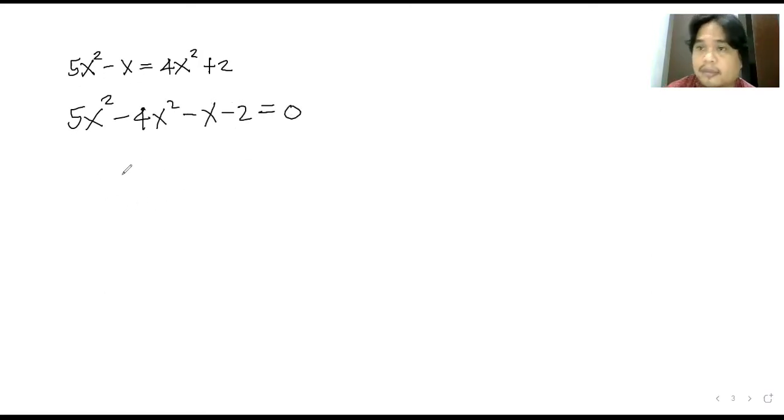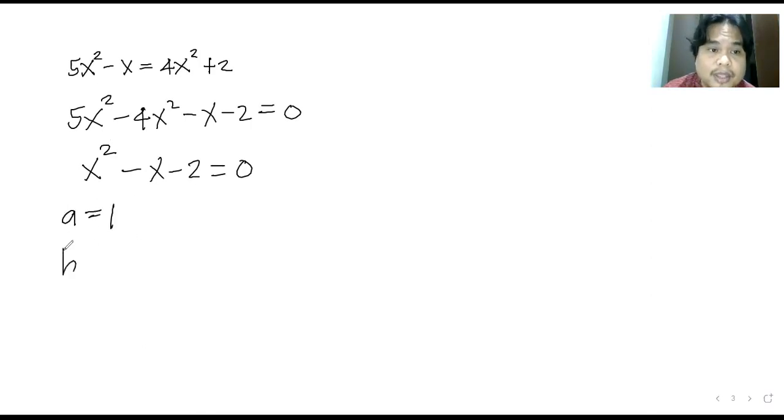And then further simplify. Combine terms. 5x squared minus 4x squared, you have x squared, minus x minus 2 equals 0. Question, have we transformed already the entire equation into standard form? Yes, we have. So now that we already have it in standard form, it's time to define the values. Our A here is 1, your B is negative 1, and then your C is negative 2.